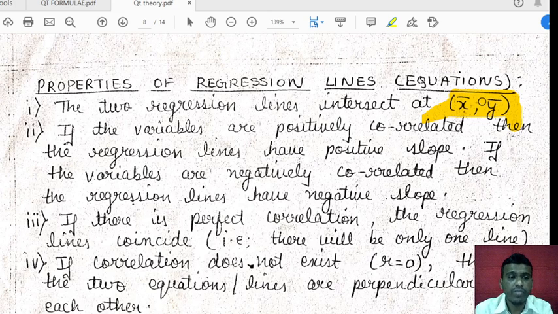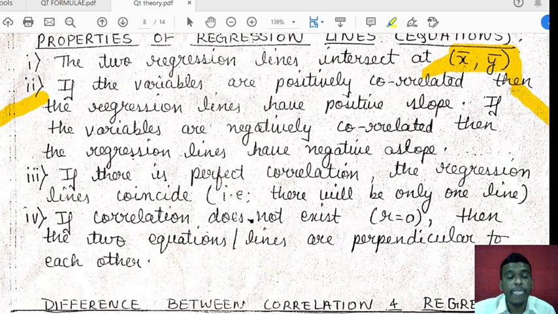Next, if the variables are positively correlated, then the regression lines have positive slope, that is, it will be an increasing line this way. The regression line will be this way if both variables have positive correlation. If the variables have negative correlation, then the regression lines have negative slope, that is, the regression line will be like this, going downwards. So that is one more property.